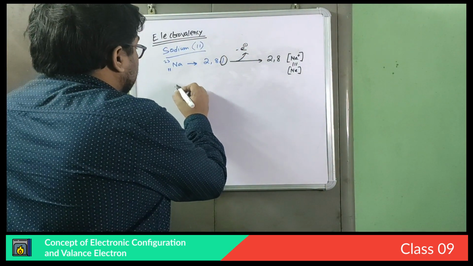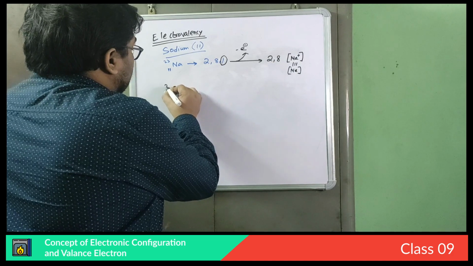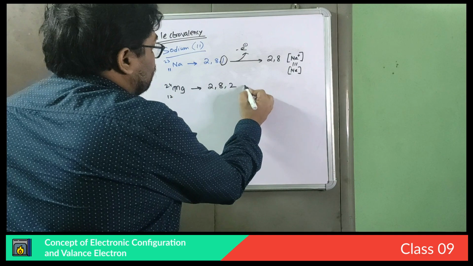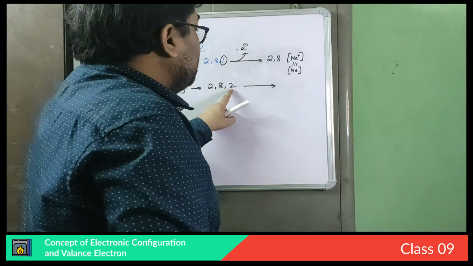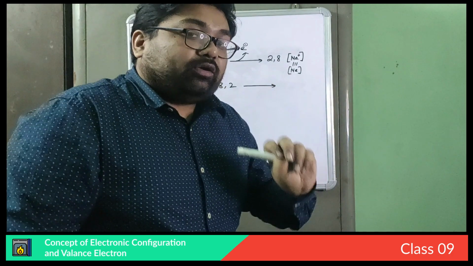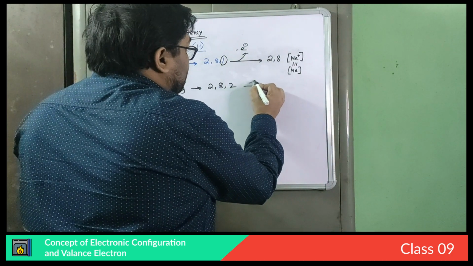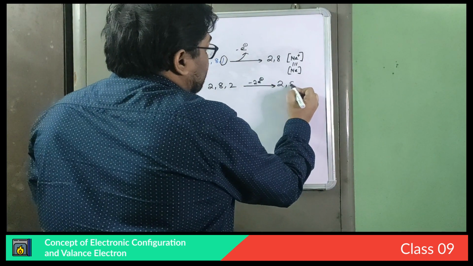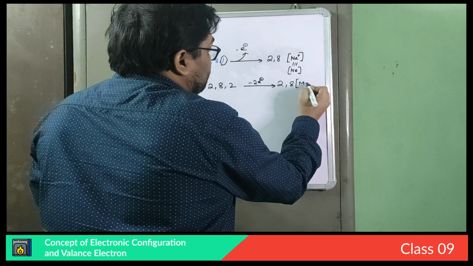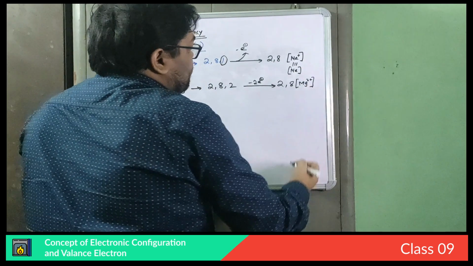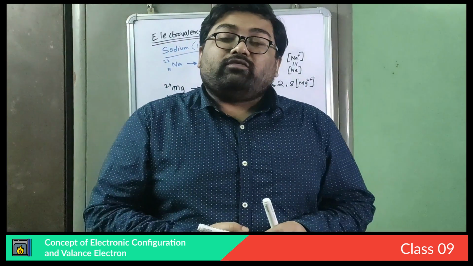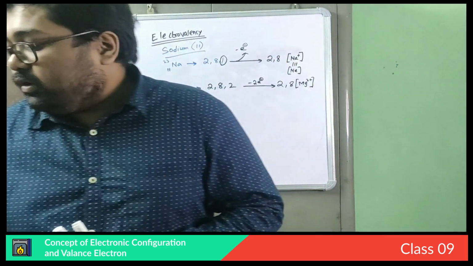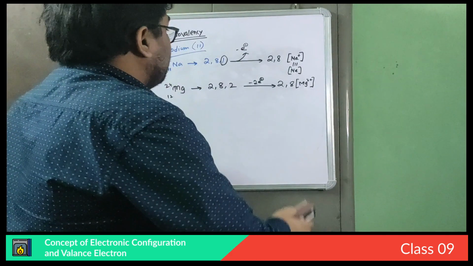Now, for magnesium, atomic number 12, we can write it as 2, 8, 2. So what will it do? It will tend to lose 2 electrons, so it will form 2, 8. So what will it form? Mg2+. Okay, so we can say that the valency of magnesium is equal to 2. So in this way, you can find out the valency of any metal.